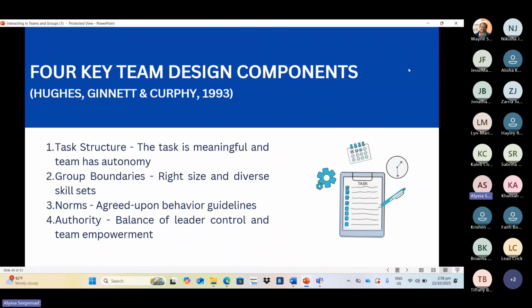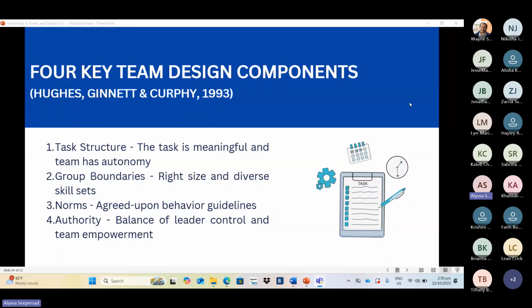Now, moving on to four key team design components. So here we have task structure, which is that the task is meaningful and the team has autonomy. Then we have group boundaries, the right size and diverse skill sets. Norms, agreed upon behavior guidelines, so guidelines for how we would work together as a team. And four, we have authority, balance of leader control and team empowerment.